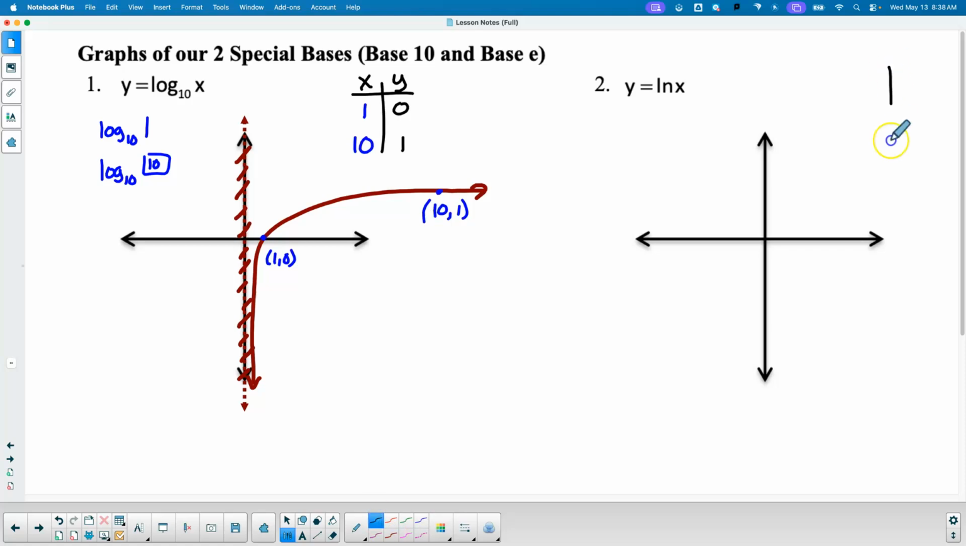y equals the natural log of x. I want a 0 and I want a 1. What's going to make y be 0? 1. If I plug in 1, natural log of 1, is that 0? Yes, because if that argument is 1, that logarithm is 0. What's going to make it be 1? e is going to make it be 1.